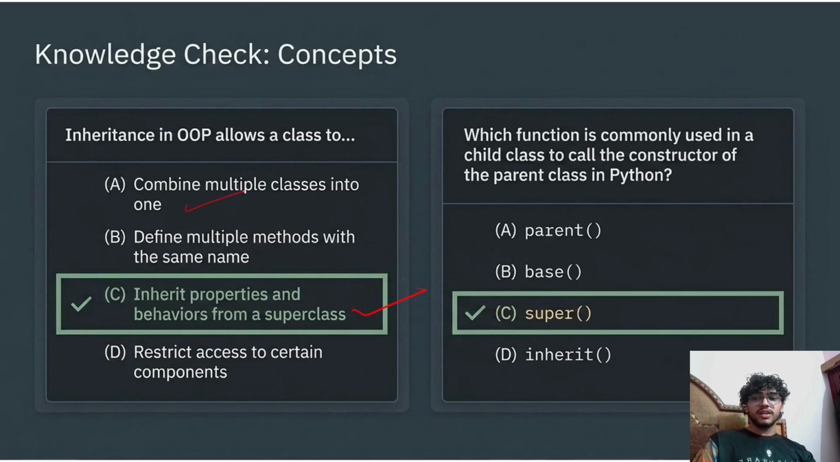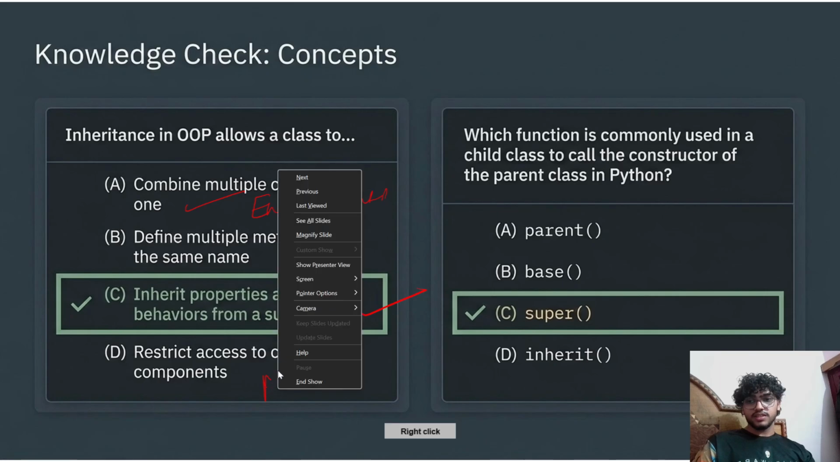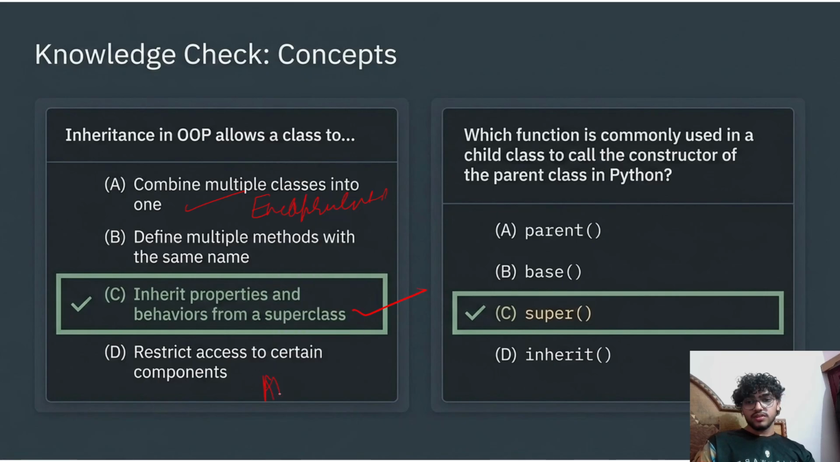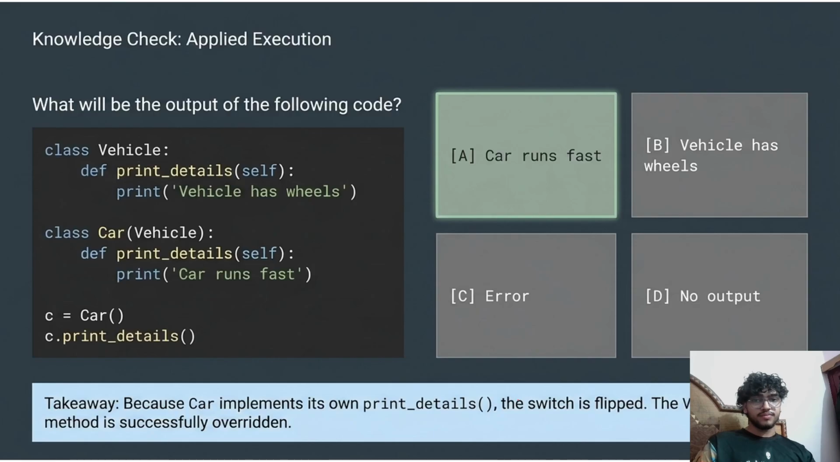This is basically encapsulation. This is abstraction. This is polymorphism. All right. Which function is commonly used in a child class to call the constructor of the parent class? super, obviously. There is no method named parent, base, or inherit.